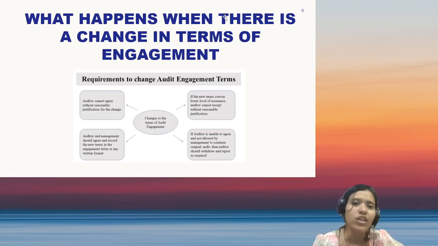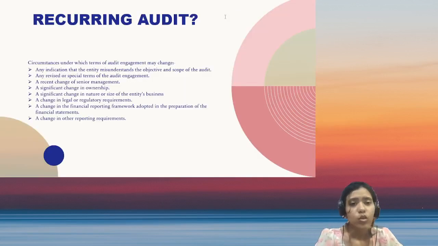Now that we are done with the terms of engagement, understanding what the scope and the objective of this SA are, what the changes are, how the auditor can withdraw from the engagement, or how the auditor can not accept the terms of engagement, now we'll quickly understand what the situations are under which the engagement letter needs to be revised.